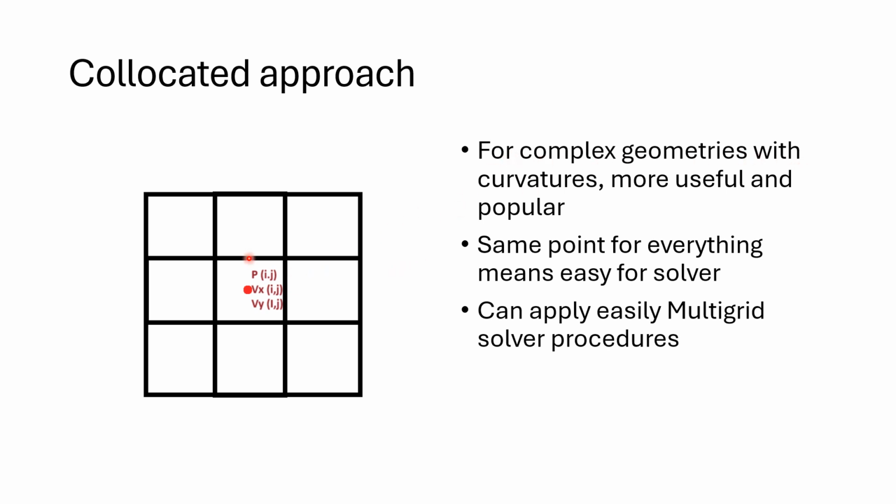So for complex geometries, if you are defining the velocities on the faces, imagine the faces are at different angles and you are using those velocity vectors at different faces. That's so complex, right? In that case, the collocated approach with a single point inside a cell would be so much easier. Same point for everything, that is very easy for the solver, and we can easily apply multi-grid solver procedures here. Multi-grid solver procedures are the algorithms where we refine the mesh, increasingly coarsen the meshes, then refine it, all those things, the V and W multi-grid algorithms.